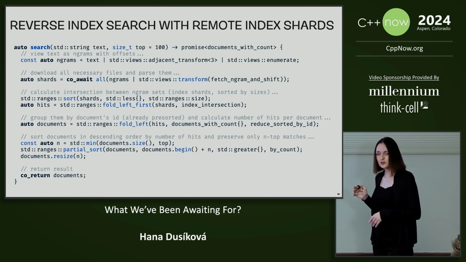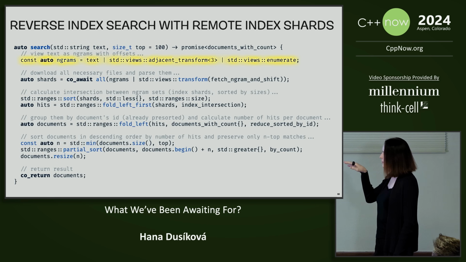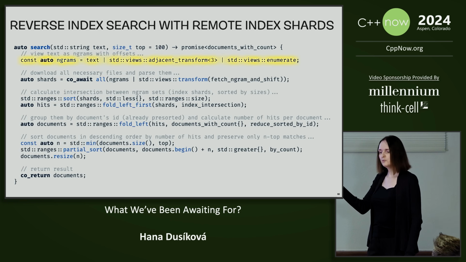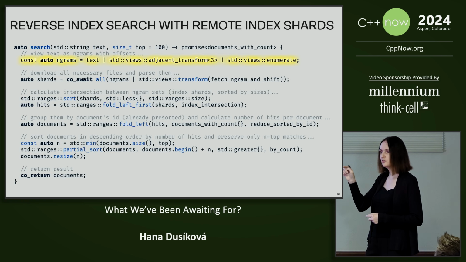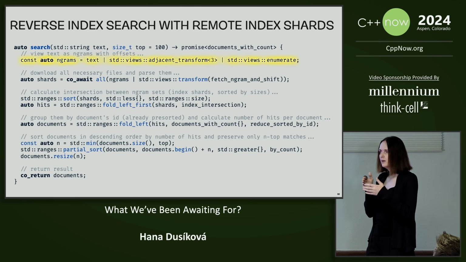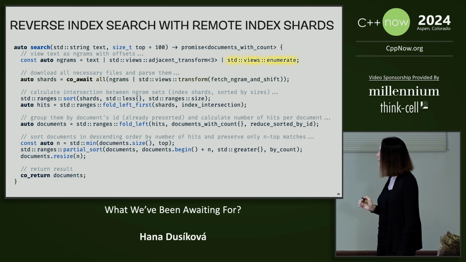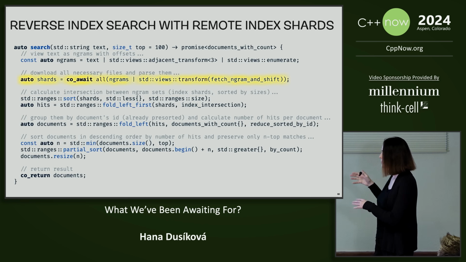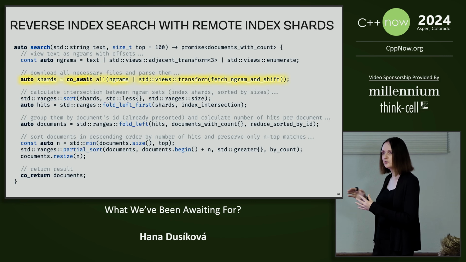So the search engine I showed you at first takes the text and the number of results you are looking for, and it will give you a promise with documents with count. You will look for the text. You will get a sliding window of three characters of it. And you will also get the position with enumerate. So we'll have position zero and three characters, position one and the next three characters. It's a sliding window, not every three characters. Then you will look at all the engrams you got. You will transform them with the fetch engram function, which will just download them from somewhere from the index and shift them by the position in the input.